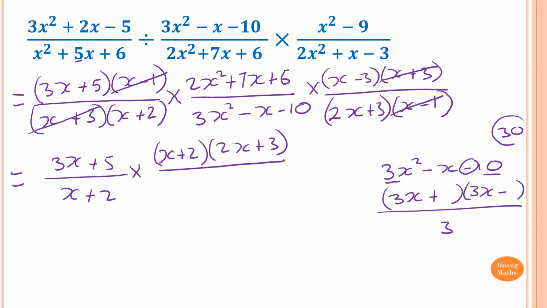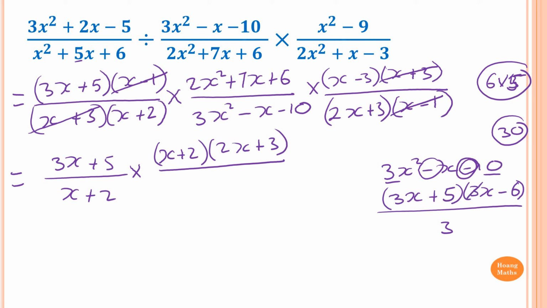So what times what gives me 30, and minus means the difference is 1. So 30 is 6 times 5. So the difference is 1. But because of negative, the larger number must be on the negative side. It's 6 here and then 5 here.